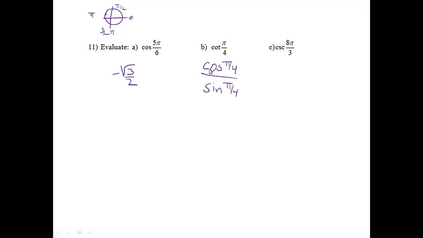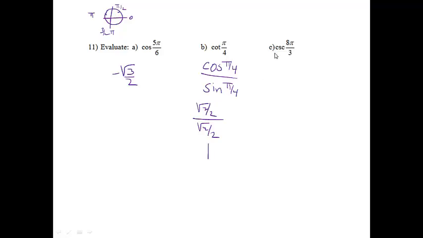I have 2 on the top and 2 on the bottom, so the cosine is going to be 2, so it'll be square root of 2 over 2. And then over sine is also the square root of 2 over 2. And pi over 4 is in the first quadrant, which means both values are positive, so the square root of 2 divided by the square root of 2 will be 1.